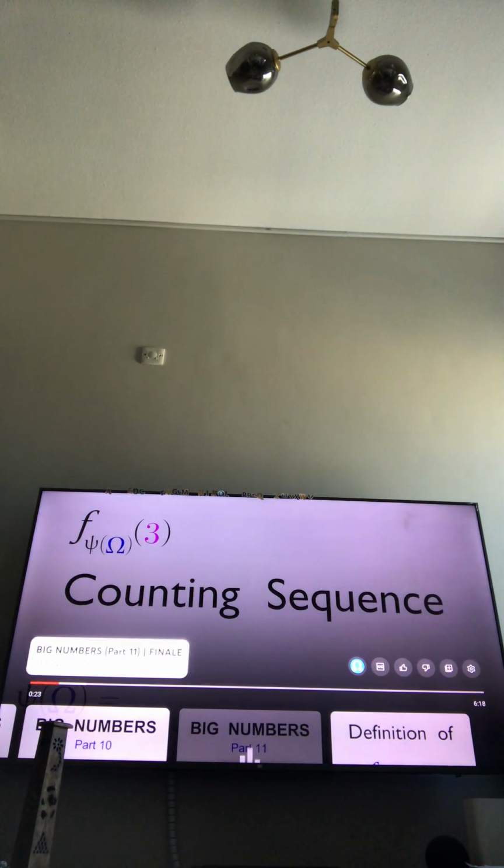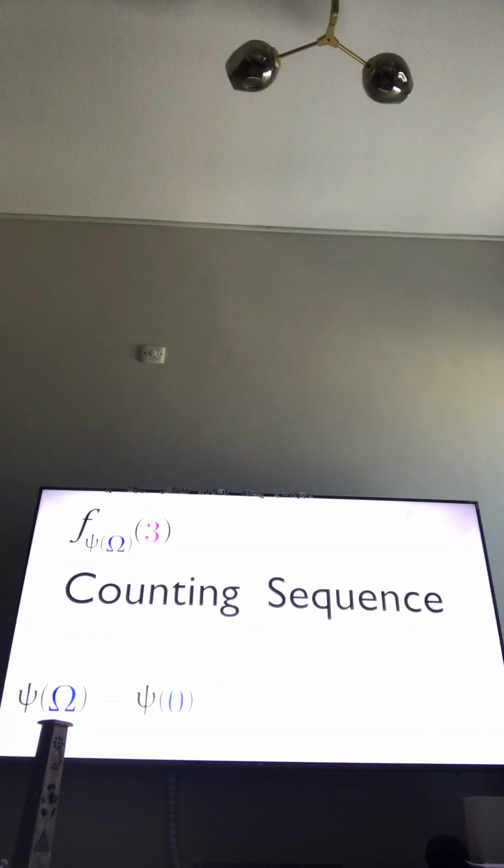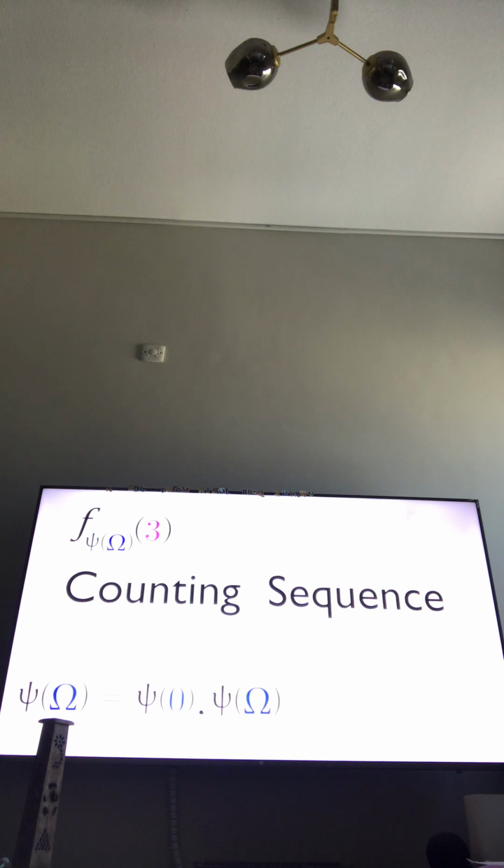The first element is psi 0. The second element is psi omega. But instead of a capital omega, we replace it with the previous element of the counting sequence, which is psi 0. Now the third element is psi omega, except omega is replaced by the previous element. This series continues on like this. Now going back to the fast-growing hierarchy, we diagonalize it with the third element of the counting sequence.